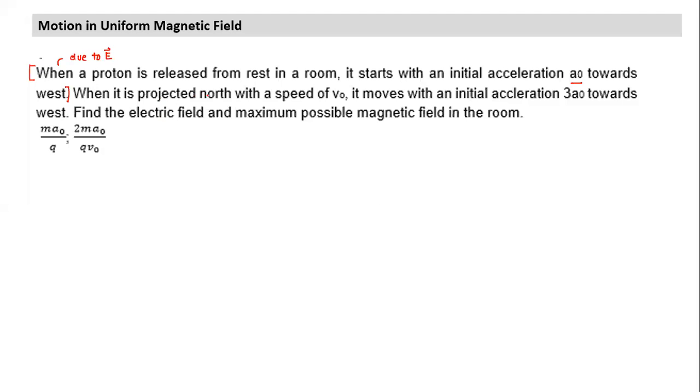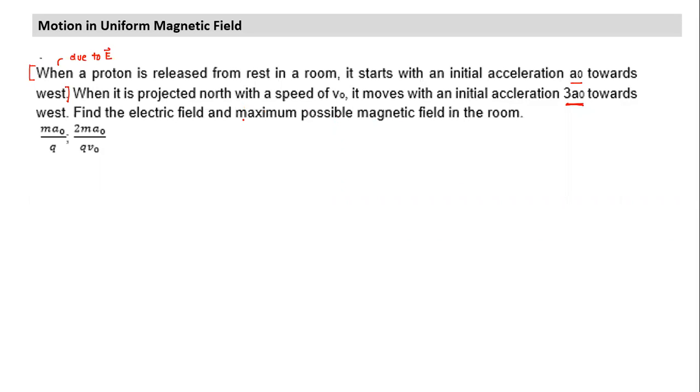Now what has happened? Then it's projected north with a speed of V naught. It moves with an initial acceleration of 3A naught towards west. So why has the acceleration changed? This experiment clearly indicates the presence of a magnetic field. Because when we change this, the force has changed, since in addition to electric field forces, magnetic forces also started acting. Find the electric field and maximum possible magnetic field.